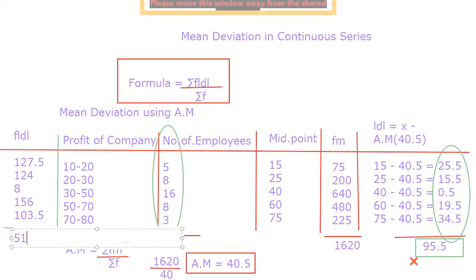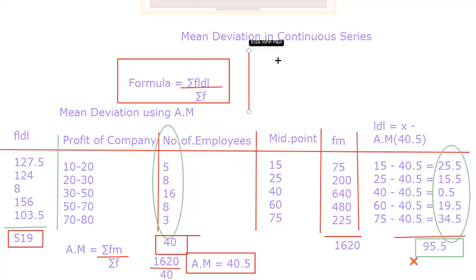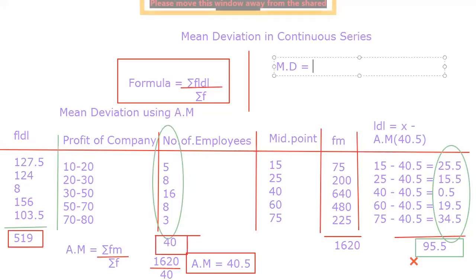Okay, so 519. We found that this is our sigma f deviation. Now we can easily find out mean deviation, right? So mean deviation is equal to sigma f deviation, which is 519, divided by 40.